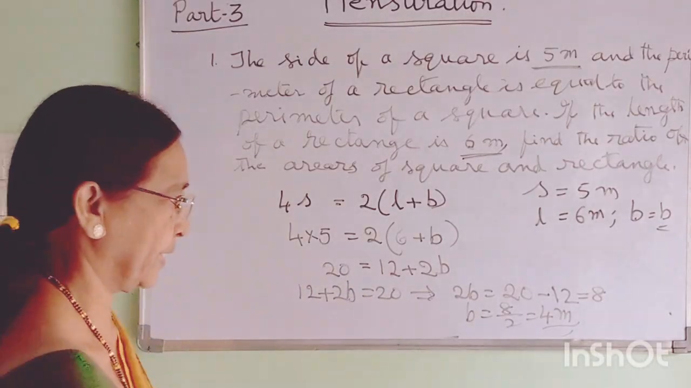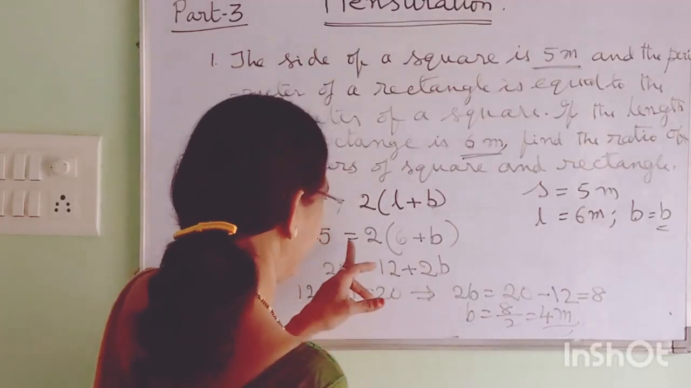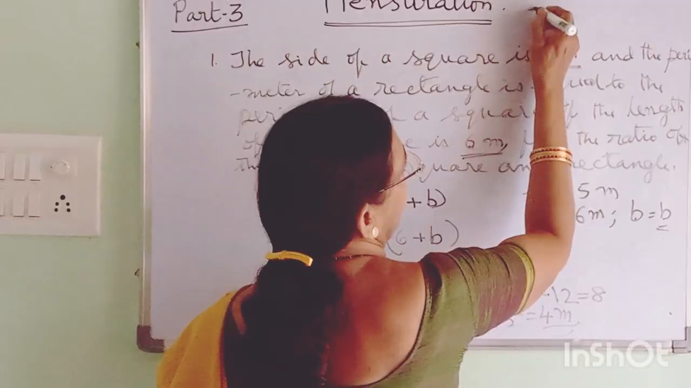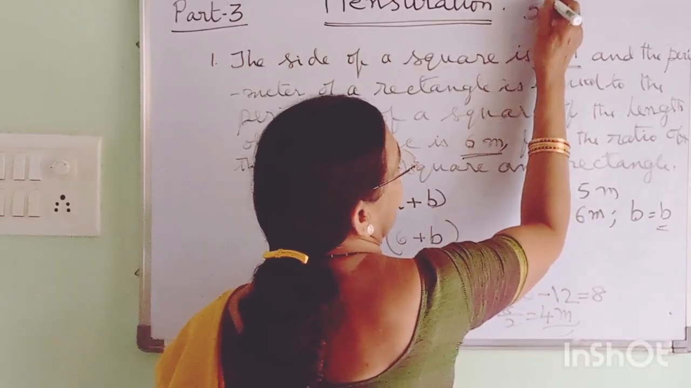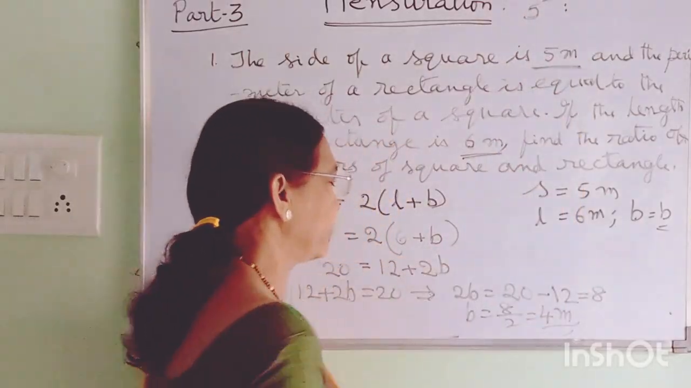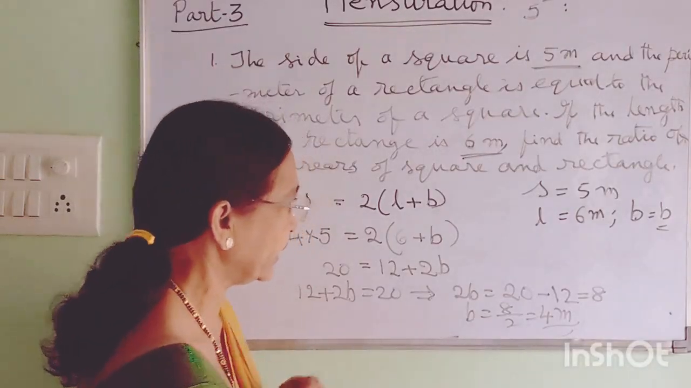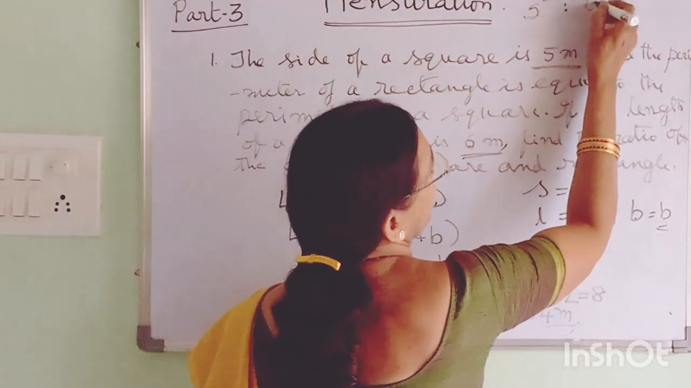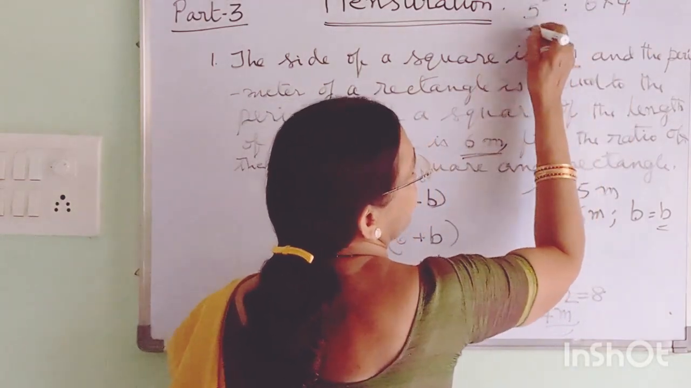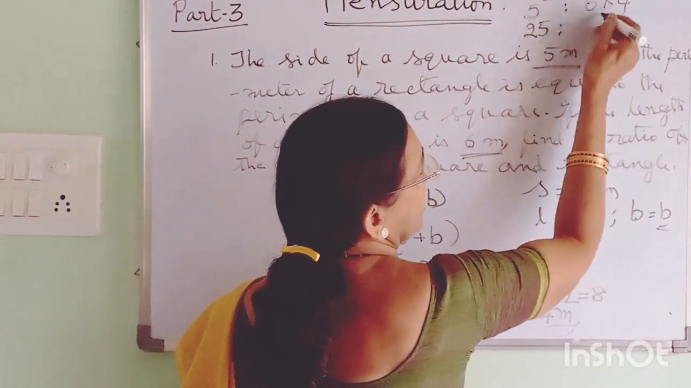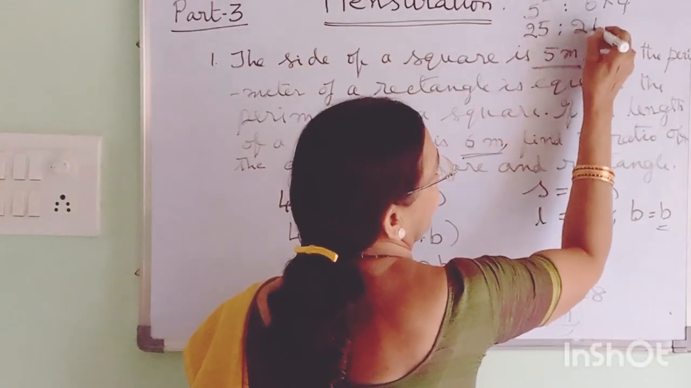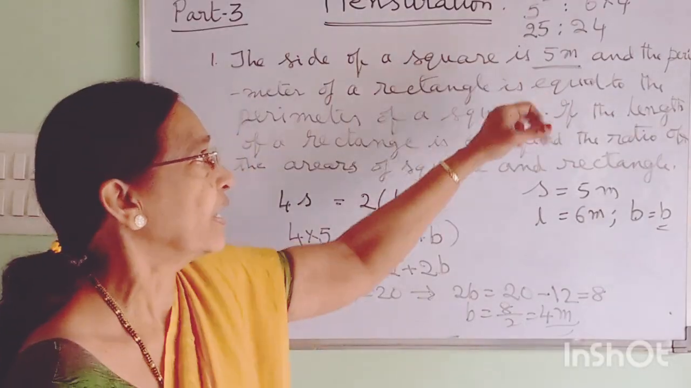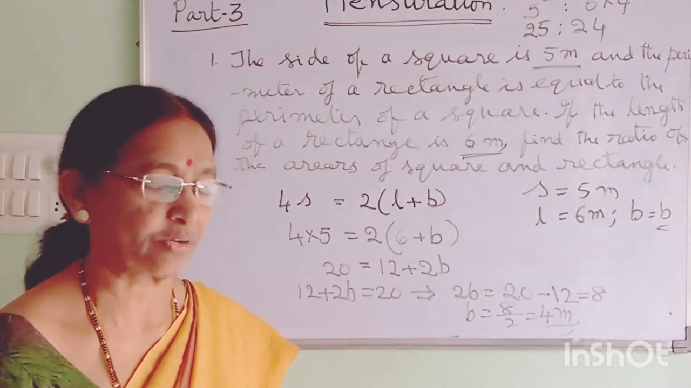Now, compare the areas. Area of the square: the side of the square is 5 meters, therefore the area of the square is 5 squared, which is 25. And the area of the rectangle is L into B. L is 6 meters and B is 4 meters, so 6 into 4 is 24. So the ratio of the areas of the square and the rectangle is 25 is to 24.